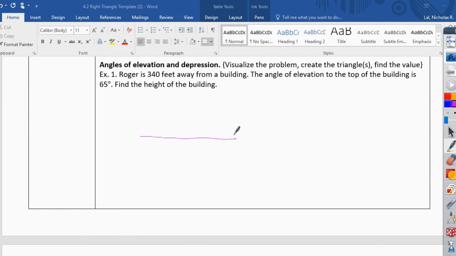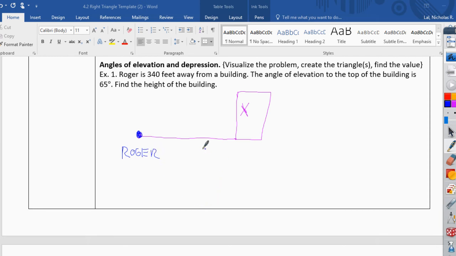So let's draw a building. How tall is the building? Well, it's x, right? We don't know, so the height of the building is x. All right. Now, I'm going to say Roger is right here. This is Roger.